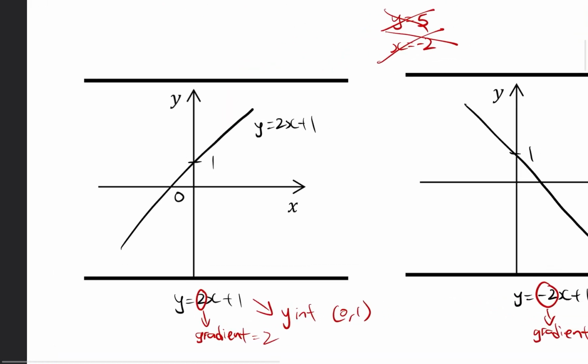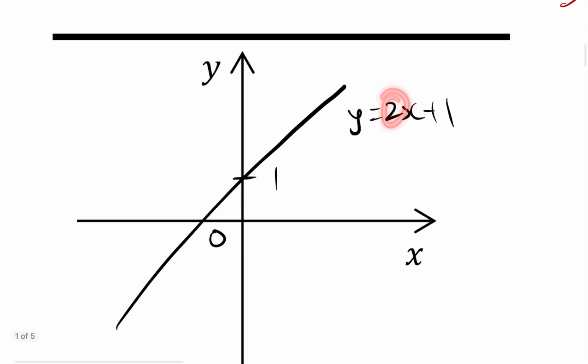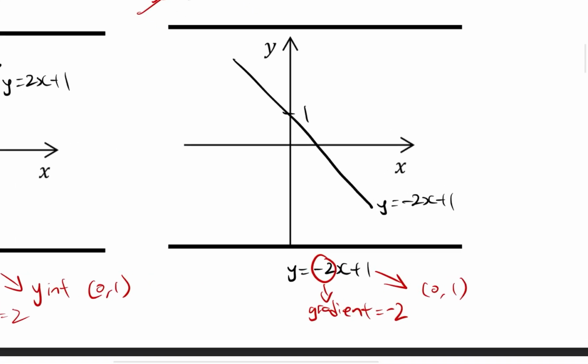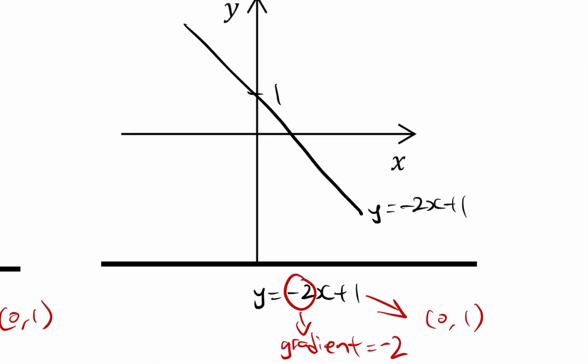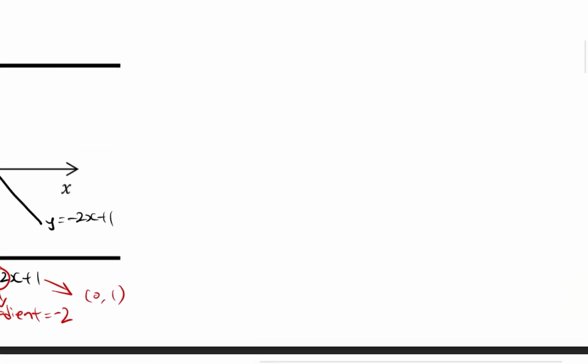On the graph, it will cut through the y-axis at 1. Since the gradient is 2, that means it's positive, so it will go up like that. For this one, it's the same thing, but the gradient is negative 2, which is a negative gradient, so it goes down. These are just inverses of each other. So what about graphs for x equals 5 or y equals negative 2?